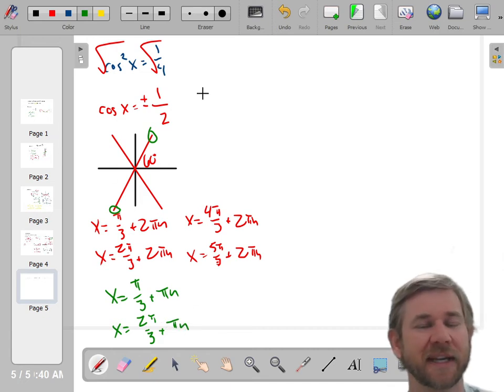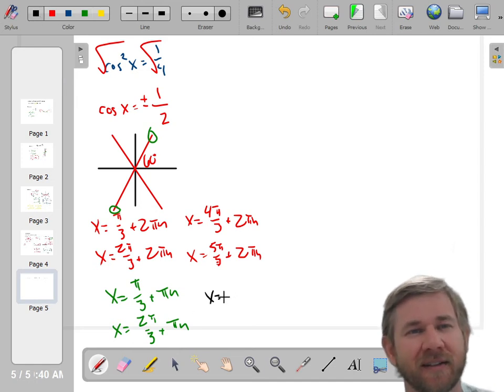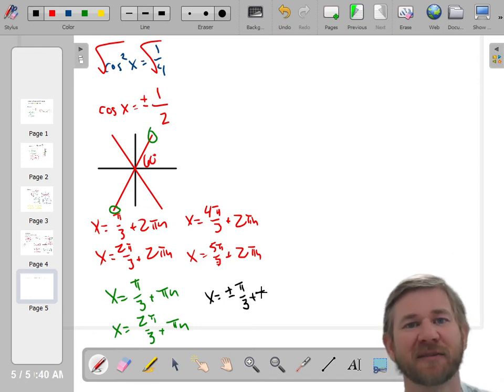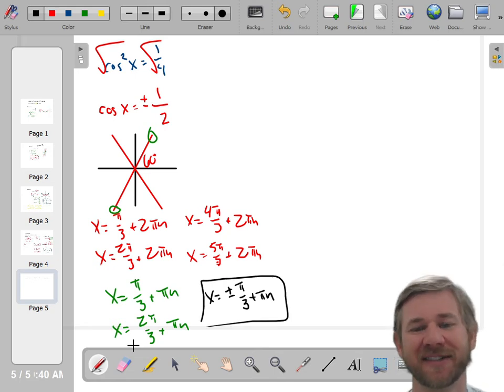All right, let's see if we can get crazy with it. Can I make this one statement? Plus or minus pi over 3. So either plus pi over 3 or minus pi over 3 plus pi n. So there's my super condensed version.